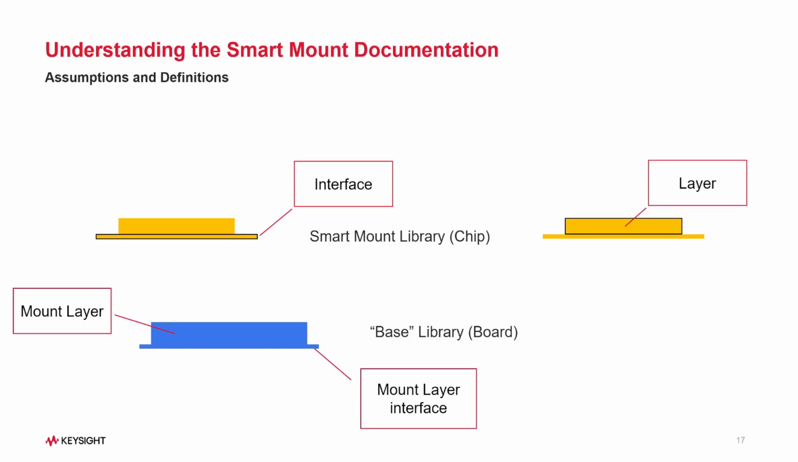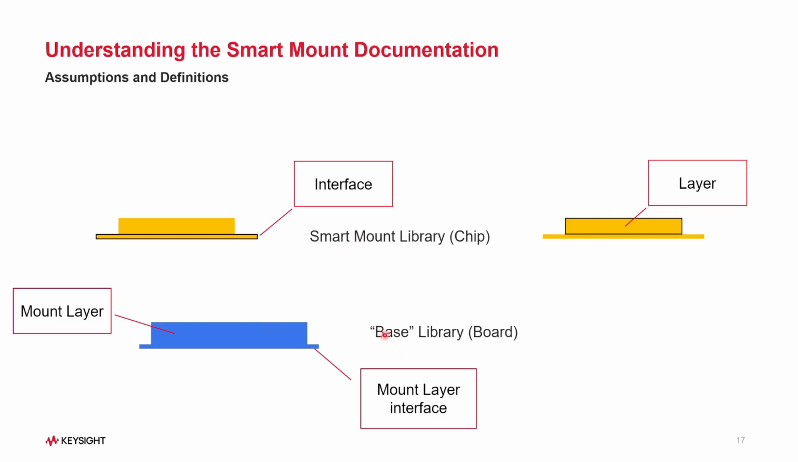So this slide should help you better understand the pictures contained in the two tables that we just saw. The smart mount library, called the chip library, is represented in the orange, and you can see here this is what represents the interface, and this is what represents the layer. So this will help understand how interface on top or layer on top options work.